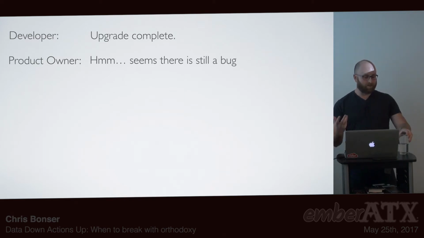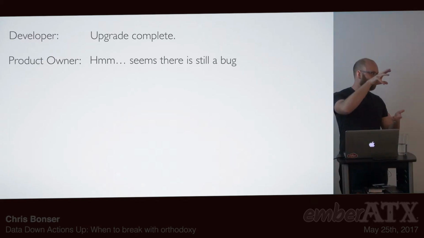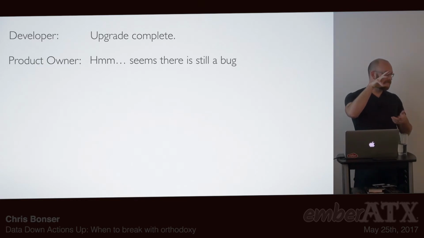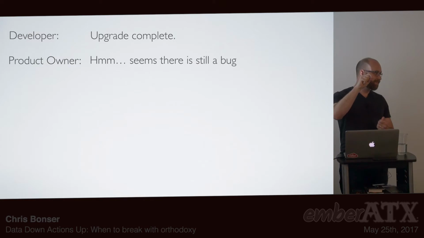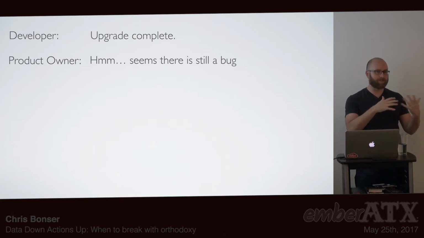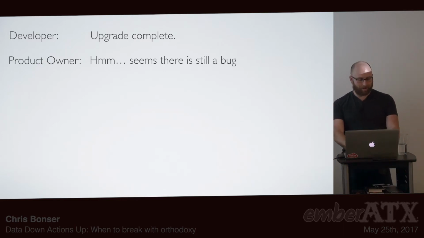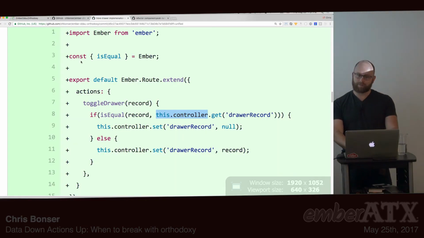Does anybody think they might know what it is? I'll give you some hints. We moved the rendering from this nested route up to the application route, which is always rendered. And we're storing our state on the controller, which is a singleton, right? So the bug here is that once we have opened the drawer, changing the route won't close it, which is a pretty awkward user experience.